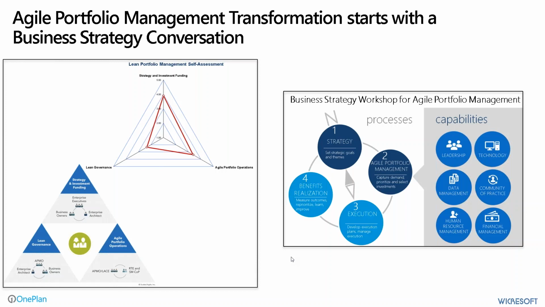And together with our head of delivery, Richard Evans, we were in a session yesterday, and he made a very good point, which is, it really all starts with a business strategy conversation, and getting your leadership in the room and explaining to them the value of moving in this direction and how you can accelerate business agility by going this direction. We at Wickersoft have a business strategy workshop for Agile portfolio management. So we encourage you to begin that conversation.